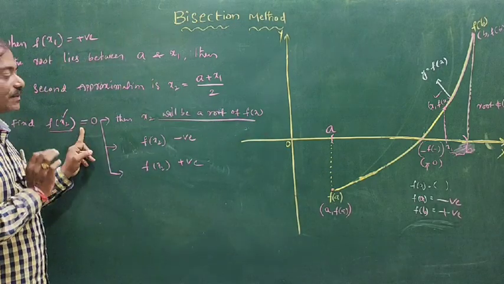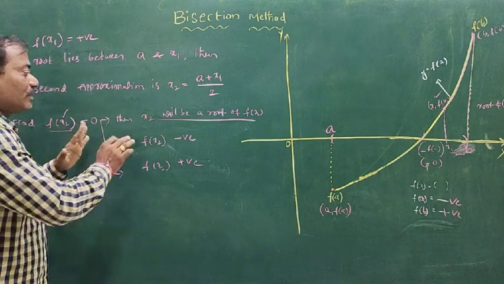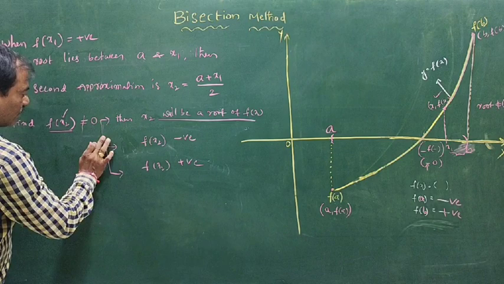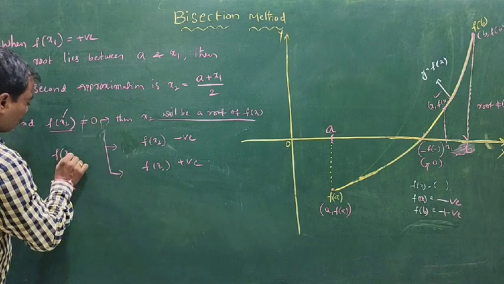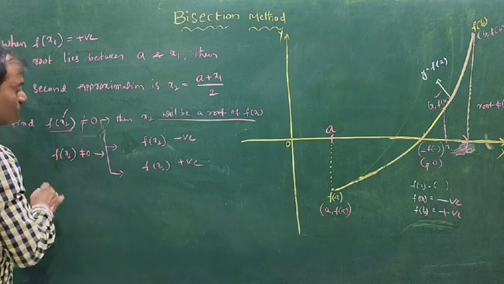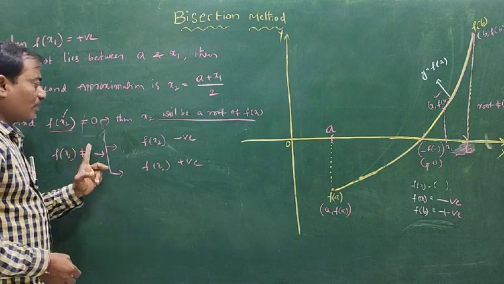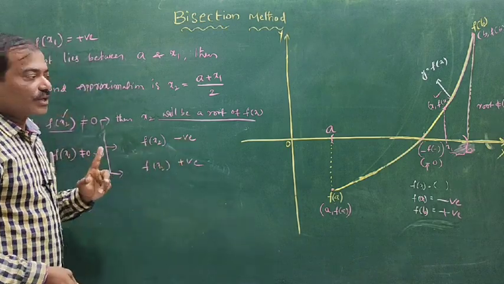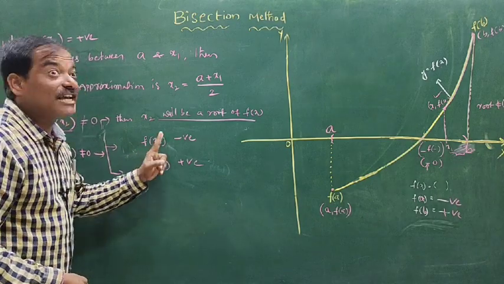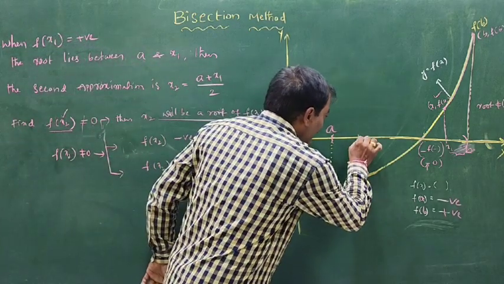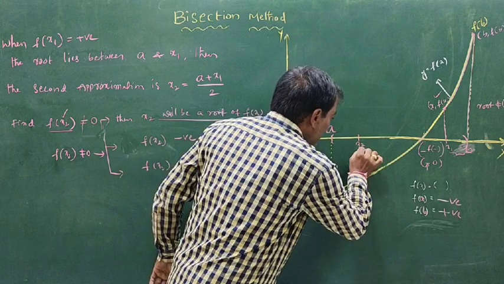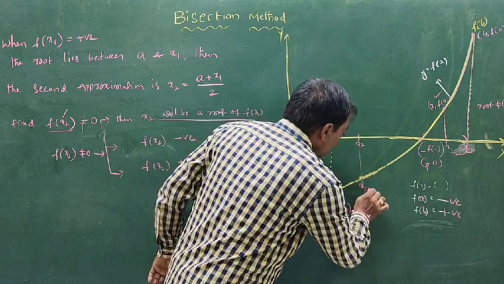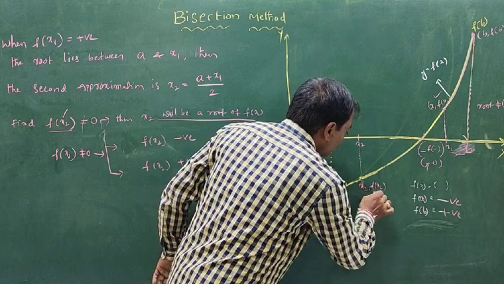We stop the process. If this value is not equal to 0, here f of x2 is not equal to 0, so there are again two possibilities: f of x2 is positive and f of x2 is negative. When f of x2 is negative, this is the point x2, f of x2.